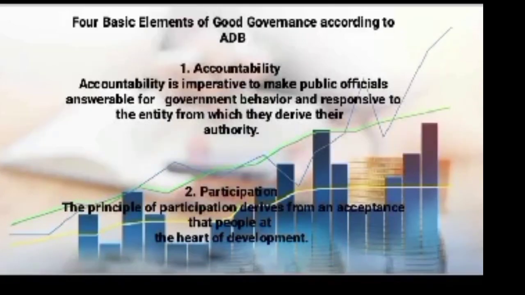Four basic elements of good governance according to ADB. First is accountability. It is imperative to make public officials answerable for government behavior and responsive to the entity from which they derive their authority. Two is participation. The principle of participation derives from an acceptance that people are at the heart of development. They are not only the ultimate beneficiaries of development but are also the agents of development.